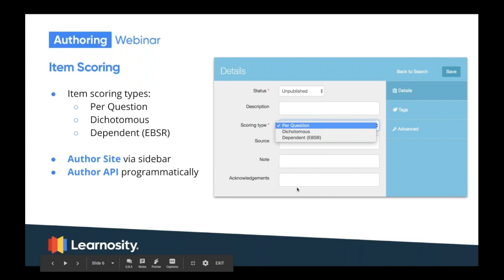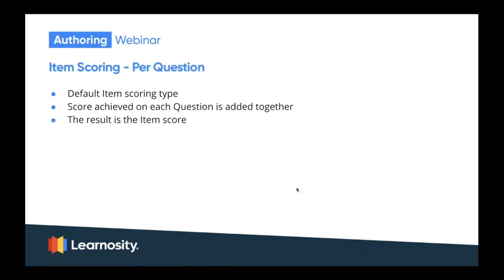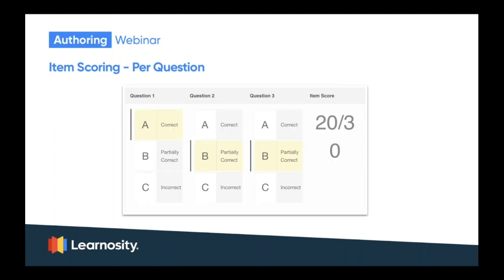I'll take a look at per question scoring first. Per question is the default item scoring type, and it's likely to be the one you'll use the most. The item score with this scoring type is calculated by adding the scores achieved on each question within the item, and the resulting value is the item score. So in the example on the next slide, a correct answer is worth 10 points, a partially correct answer is worth 5, and an incorrect answer is obviously worth 0.